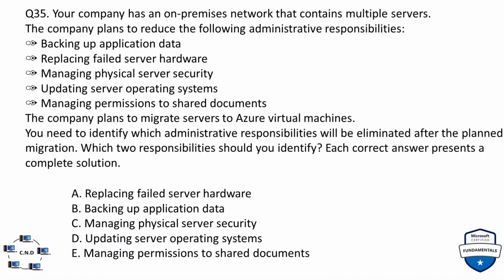Question number 35 is that your company has an on-premise network that contains multiple servers. The company plans to reduce the following administrative responsibilities: backing up application data, replicating failed server hardware, managing physical server security, updating server operating systems, managing permissions to share documents. The company plans to migrate servers to Azure's virtual machines. You need to identify which administrative responsibility will be eliminated after the planned migration. Which two responsibilities should you identify? Each correct answer represents a complete solution.